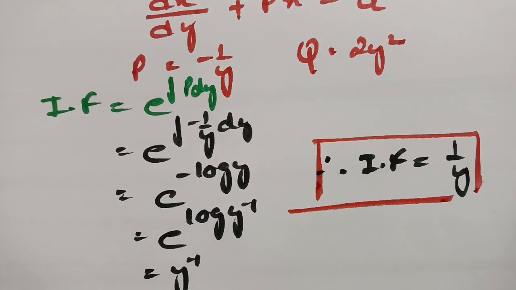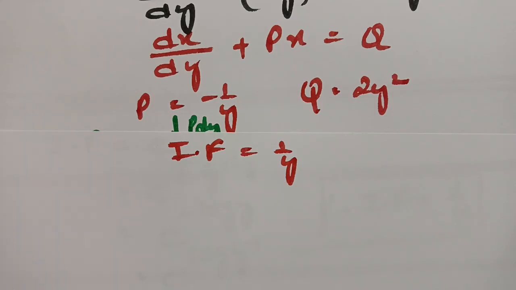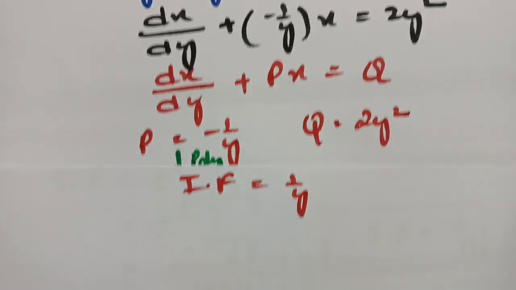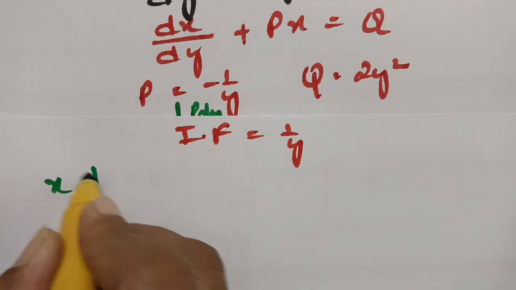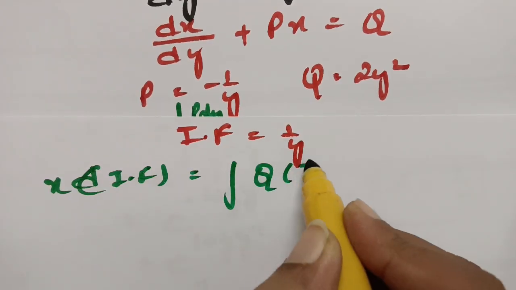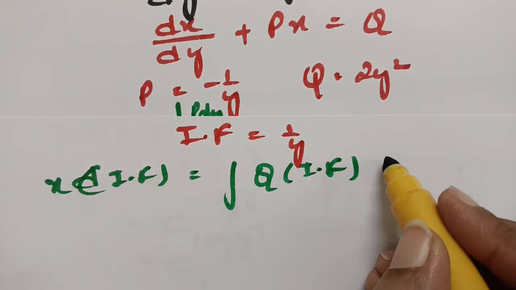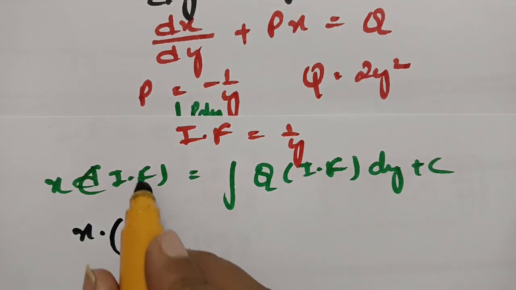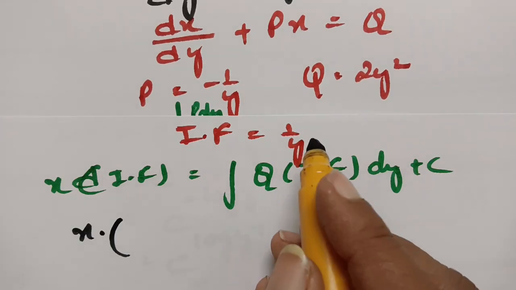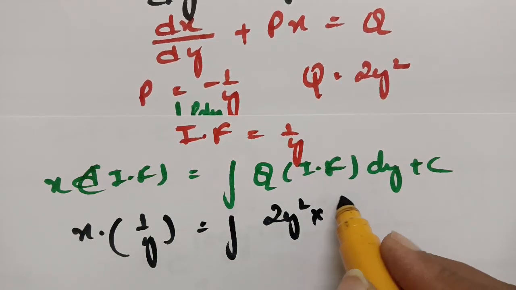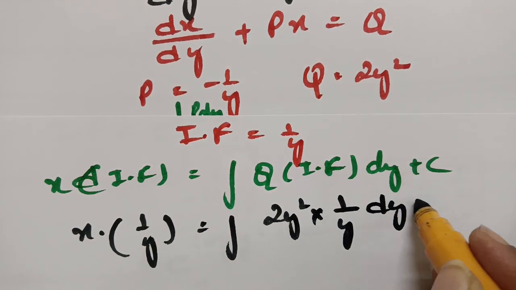There is a formula for the solution. The solution formula is also very clear. As it is dx by dy, we have to start with x into the integrating factor is equal to integral q into integrating factor dy plus c. So here is the formula. If I substitute each and every term here, this will be x into, what is the integrating factor here? The integrating factor is 1 by y, just now we found it. It is 1 by y times integral q, that is 2y square, into integrating factor 1 by y into dy plus c.